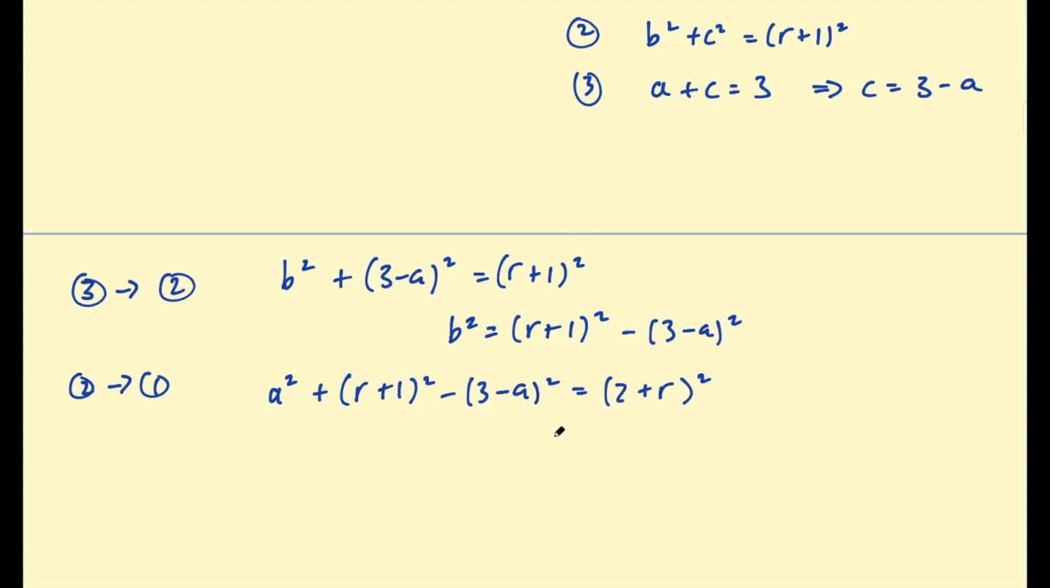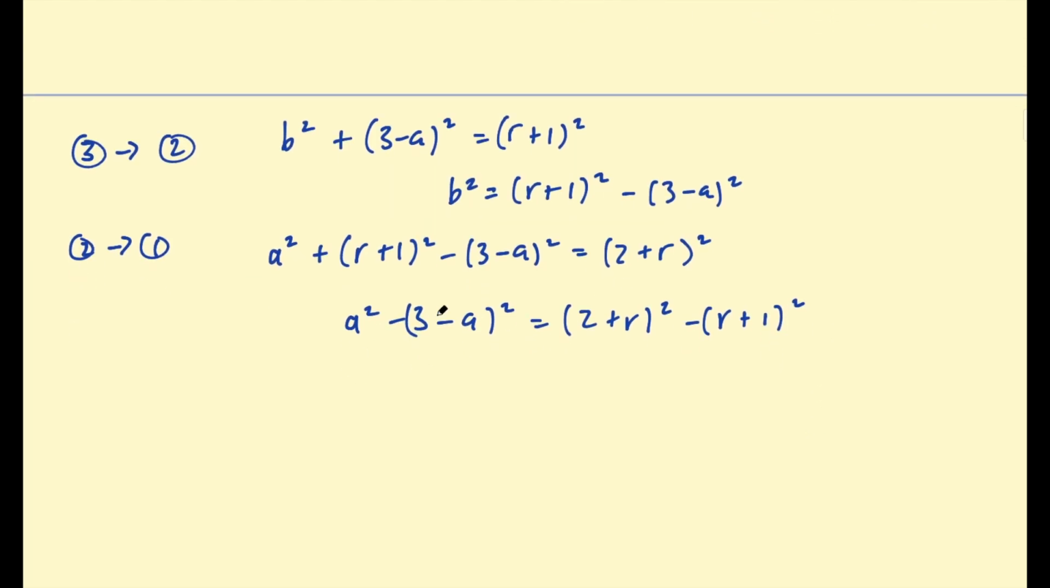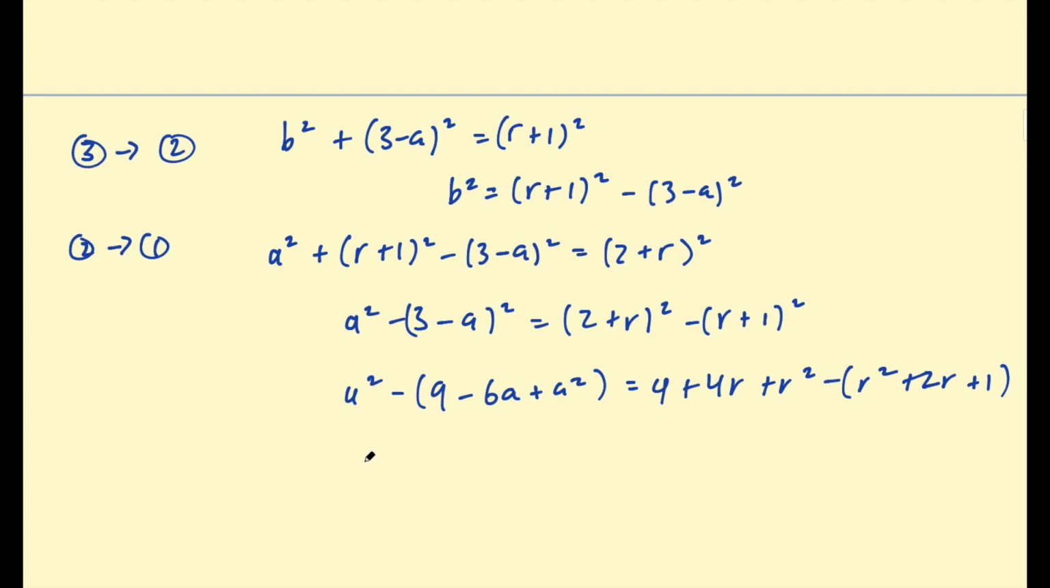Expand the brackets, or actually let's rearrange first quickly. So this would be a squared take (3 take a) all squared equals (2 plus r) all squared take (r plus 1) all squared. And I'm sure you can manage this algebra yourself, so I'll just run through it really quickly. This would be 9 take 6a plus a squared. Then 4 plus 4r plus r squared, take r squared plus 2r plus 1. And keep going, keep simplifying. Those a squareds would cancel. The r squareds would cancel.